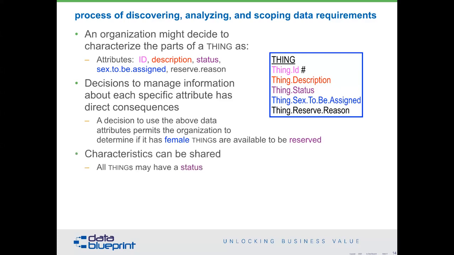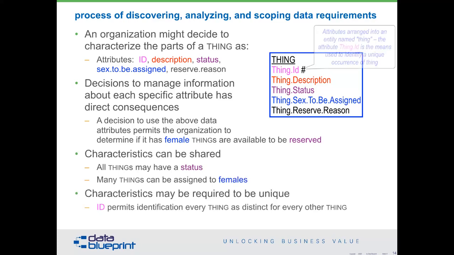Also, these characteristics may be shared. All of the things may have a status. So the thing status there that I showed in purple on that, they may be available, it may be unavailable, different types of things, and many things can be assigned to females. These characteristics may be required to be unique, which gets us back to the thing ID. So again, this is a way of organizing information about things that we have in order to do this.